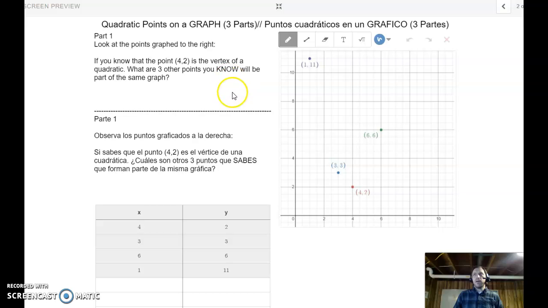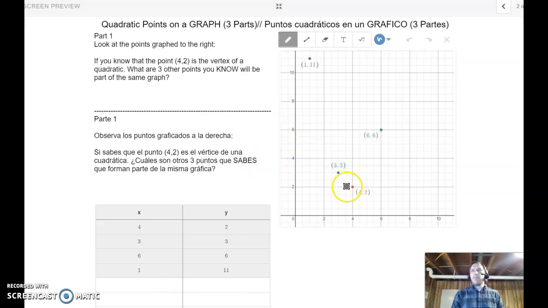So this first slide, slide 2, look at this graph here. This is the graph of a quadratic. If you know that the point (4, 2) is the vertex, what are 3 other points you know will be part of this graph? So I suggest you sketch this out. What does it mean to have that vertex right there?